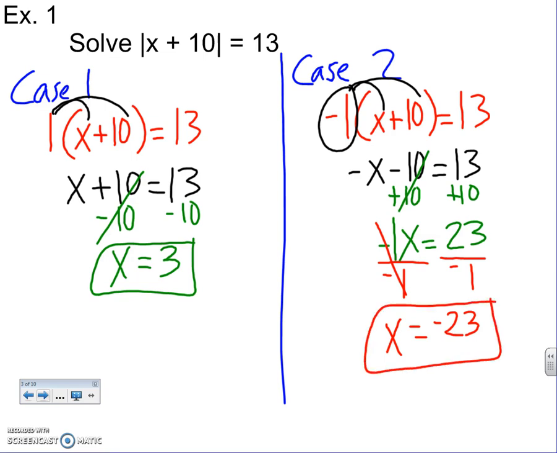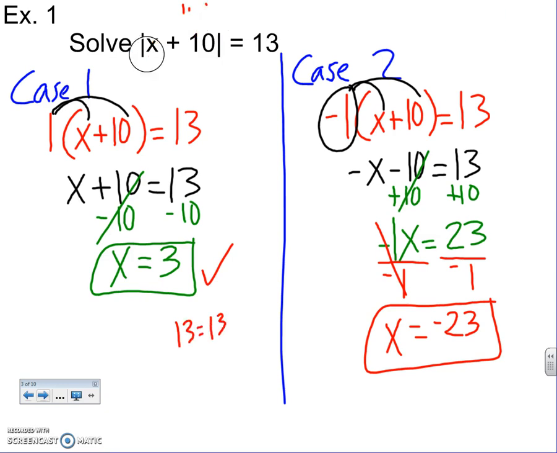Now the one thing about absolute value is you must check your answer. You've got to plug it back in. Sometimes they both work. Sometimes only one works. Sometimes neither works, which will mean no solution. So if I put a 3 into this problem, 3 plus 10 is 13. The absolute value of 13 stays 13. 13 is 13. That's good. So this answer worked out.